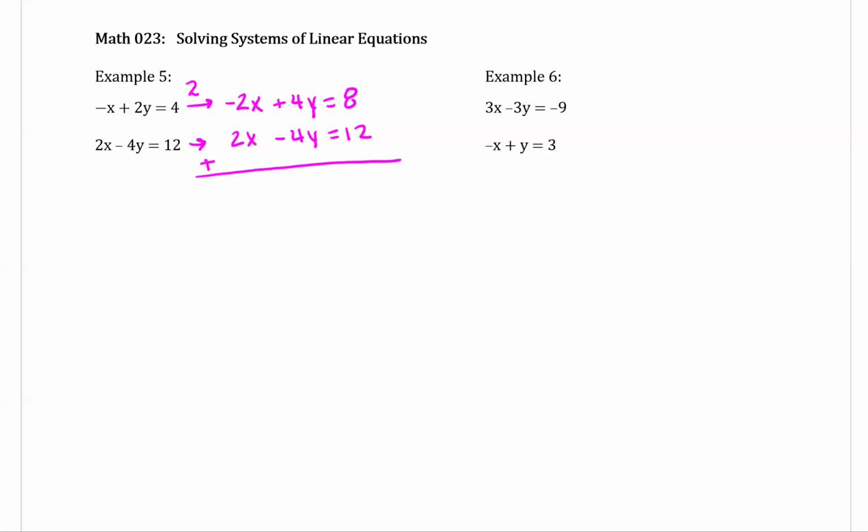When we add the equations, both variables are eliminated. So we have 0 is equal to 20. The variable has been eliminated. The result is false. So we know this has no solution. The two lines are parallel if we were to graph them.